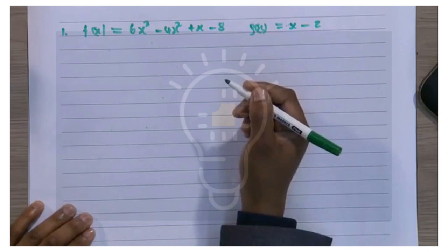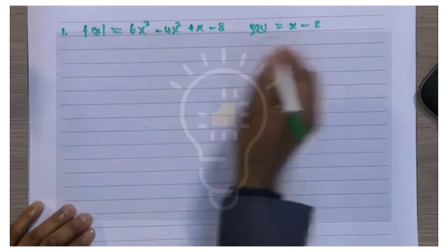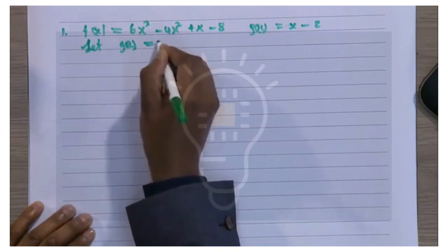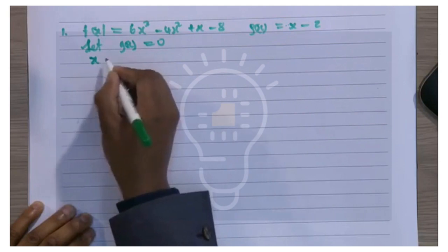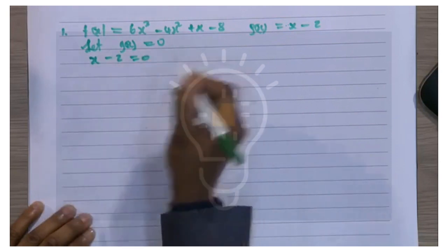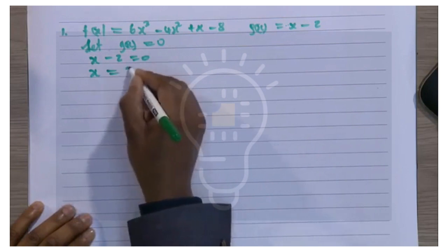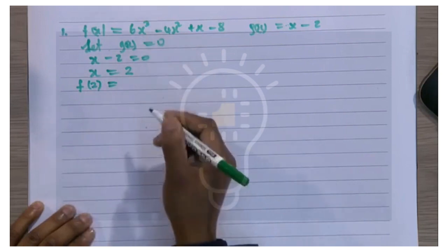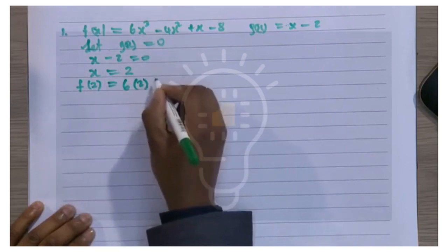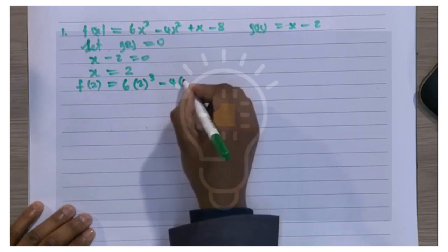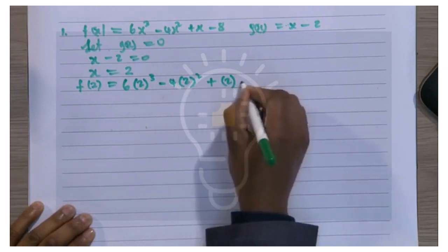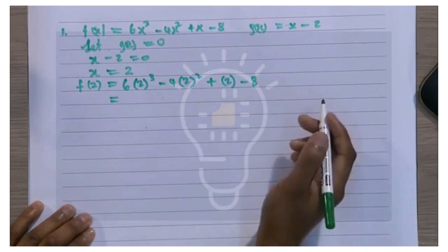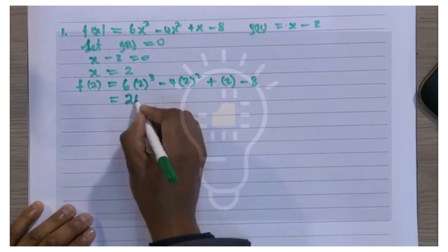Now, according to the remainder theorem, we can find the remainder by letting g of x be equal to 0. If we do so, we end up with x minus 2 equals 0. Taking minus 2 over, we have x equals 2. Now, we will do f at 2. We substitute that in our original polynomial, then we end up with 6 into 2 cubed minus 4 into 2 squared plus 2 minus 8. I believe that you can easily work this out, learners. The remainder will end up being 26.